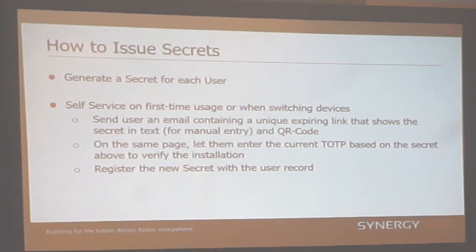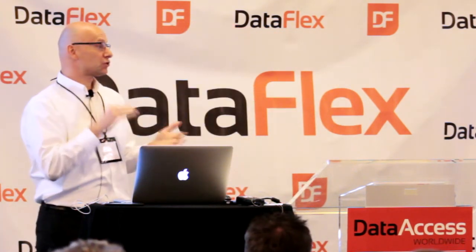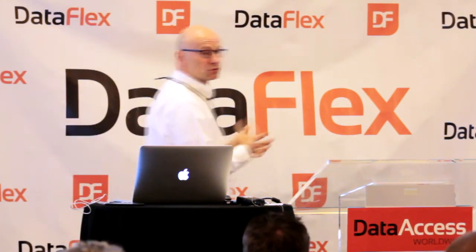If you do it like that, then I would also, on the same page, ask for the current code. So once they've scanned it, it will show the code so they can enter it. So you know exactly for sure that they have the right code scanned and it belongs to them. And then you could store the generated secret. So it could be a randomly generated secret stored in the user record.